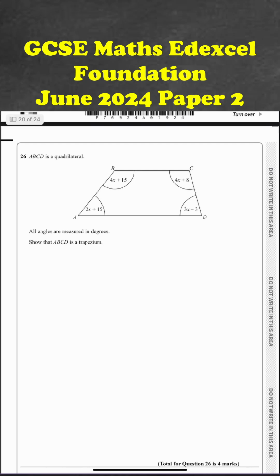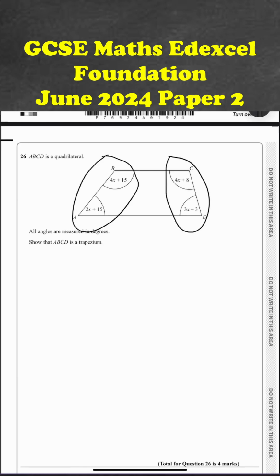Question 26. ABCD is a quadrilateral. All angles are measured in degrees. Show that ABCD is a trapezium. So, to be a trapezium, this needs to add up to 180, and this needs to add up to 180. So, the full angles all added together need to add to 360. To work out x, we can then use that to work out if they add up to 180.